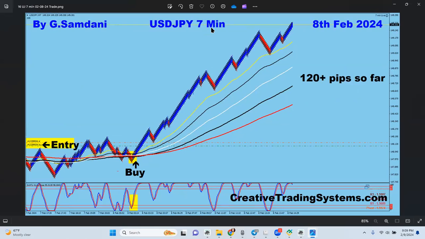And this is USDJPY, 7-minute chart, February 8th. The buy order is here, and I'll show you why I have all these yen pairs to the upside. All the yen trades you'll see here from the 7th, 8th, and 9th are long, and there's a reason for that. I'll show you. So this is for 120 pip.